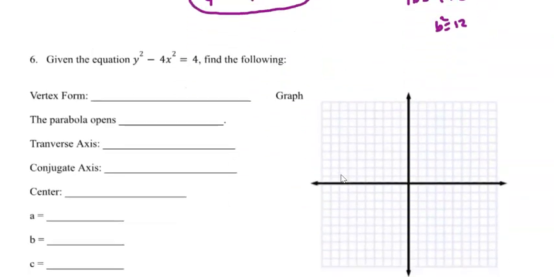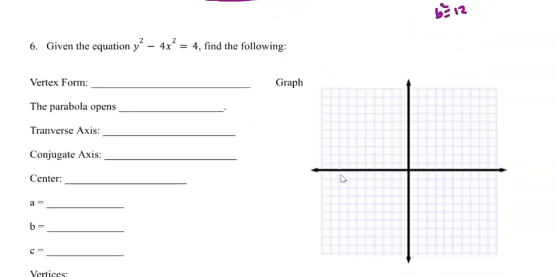And the last question we're going to work on is one that I actually have to put in the correct form. I have to put it in standard form by dividing by this 4 here. So I'm going to have y squared over 4 minus x squared equals 1. And I know that the hyperbola is going to open up and down, because the y squared value is positive.